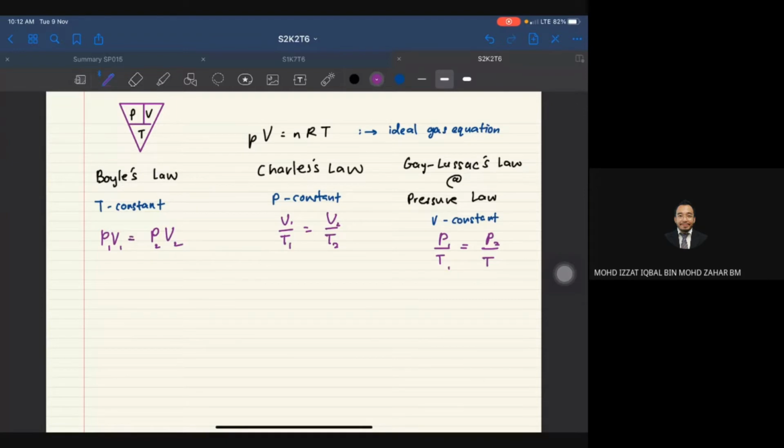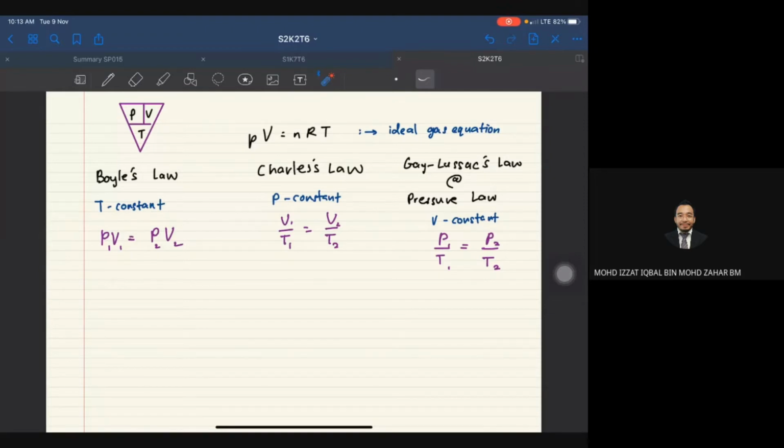Okay, but you have to be careful with the pressure law. Sometimes when students hear it is a pressure law, the first thing they think is constant is pressure, but no, this one is to be avoided. The volume is constant for Gay-Lussac and pressure is constant for Charles' law. So if you can memorize those things, this shouldn't be a problem. Okay, so far can you guys follow?